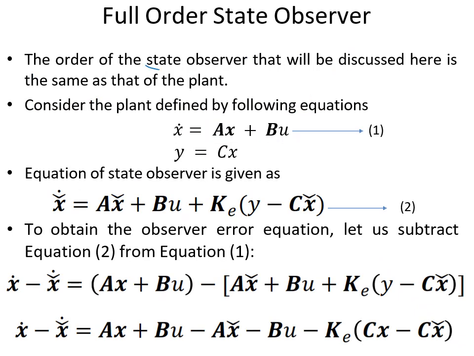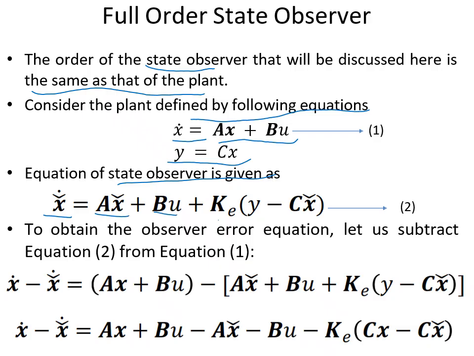The order of a state observer will be the same as the order of the plant, as it is a full order state observer. We will now consider the plant defined by the equation x dot equals Ax plus Bu and y equals Cx. For the state observer equation, we have x hat dot equals A x hat plus Bu plus Ke times (y minus Cx hat), which is the estimated output.